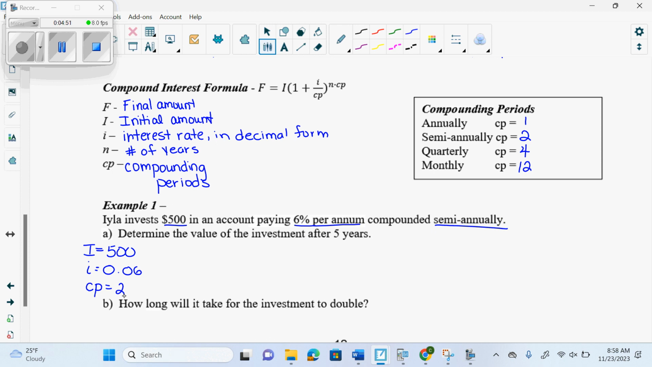And then it says determine the value of the investment after 5 years. So they gave me n, and what are they making me find? The final. So the final amount is what we're trying to find.